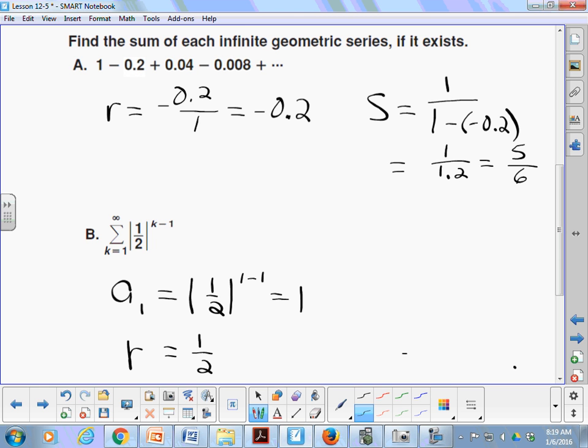So to find the sum, 1 divided by 1 minus 1/2. So that's 1 divided by 1/2. What is 1 divided by 1/2? This is why we did question number 1 in the warm-up. Dividing by a fraction, we're supposed to do what? Copy, change, and flip. So 1 times 2 is 2.